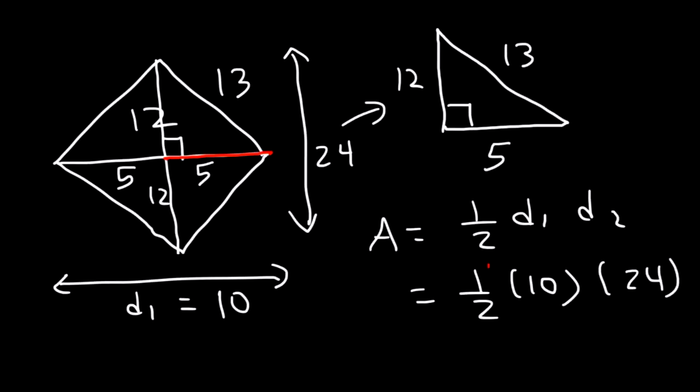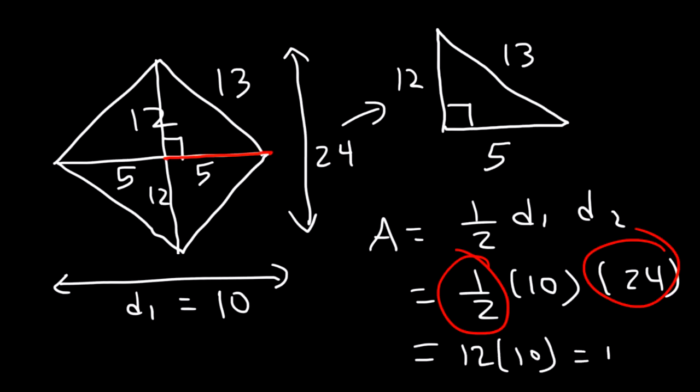Now, half of 24 is 12. And 12 times 10 is 120. So the area of this particular rhombus is 120 square units.